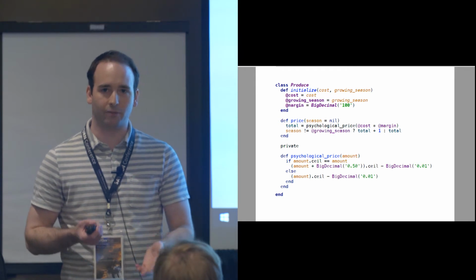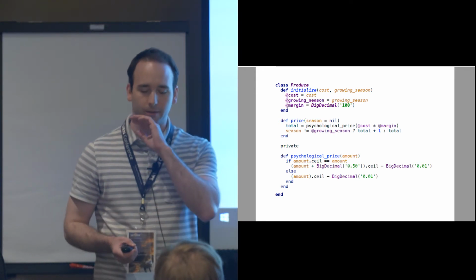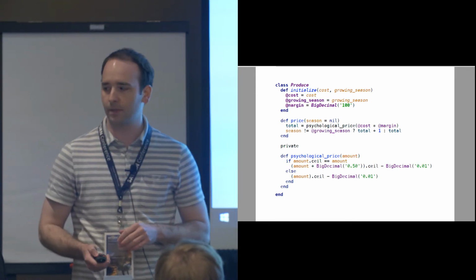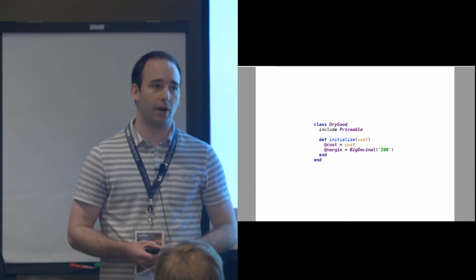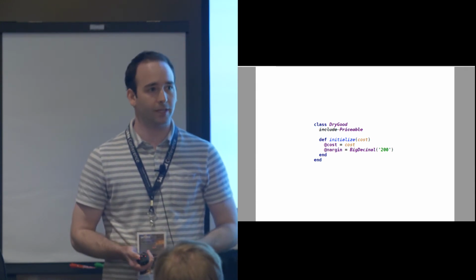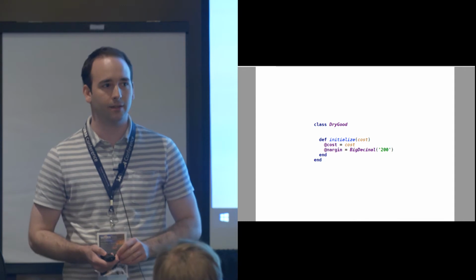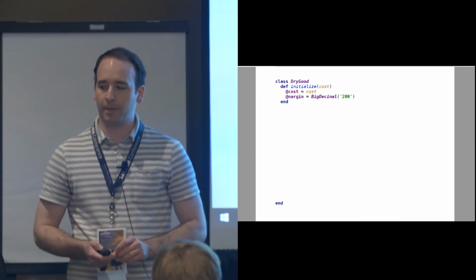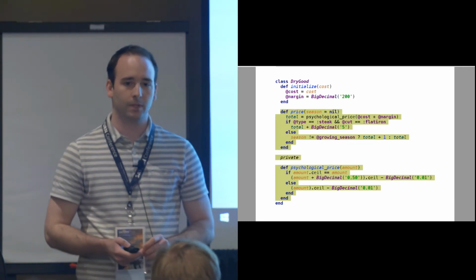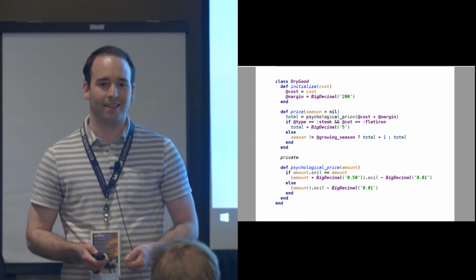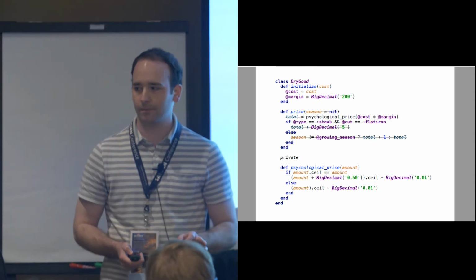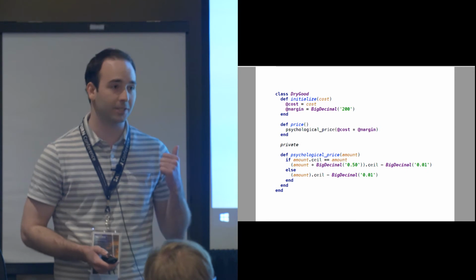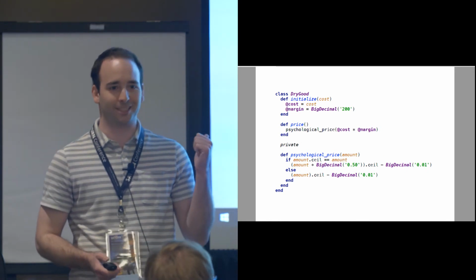And now we're isolated from our dependency on priceable. We're going to do the same thing for dry goods. Remove the mix-in include statement, copy paste its contents, run our tests, and then delete everything we don't need. This one's particularly nice. Look at all that junk we just got rid of.